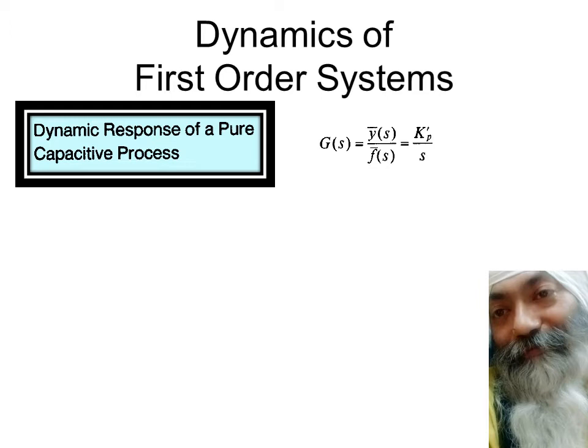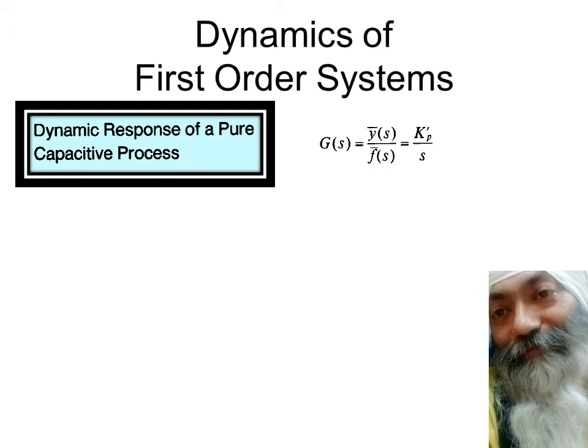That's the forcing function that we give, and we will see what happens if this step change is given to the first order system, which again are of two types. We will start with the pure capacitive type and see how the output changes with respect to time. So that is what we know as dynamics of first order system. To start with, a pure capacitive process.